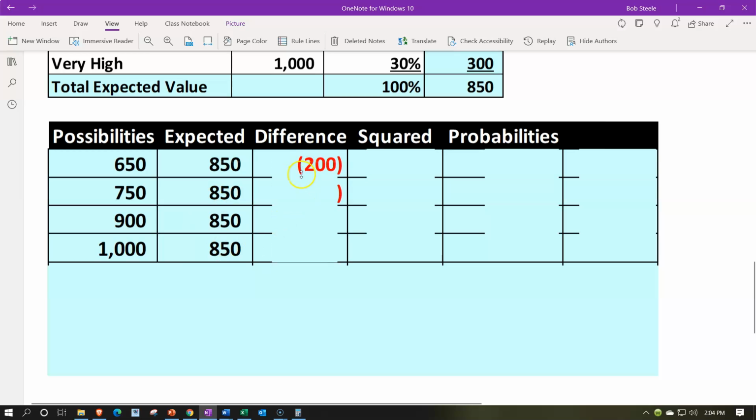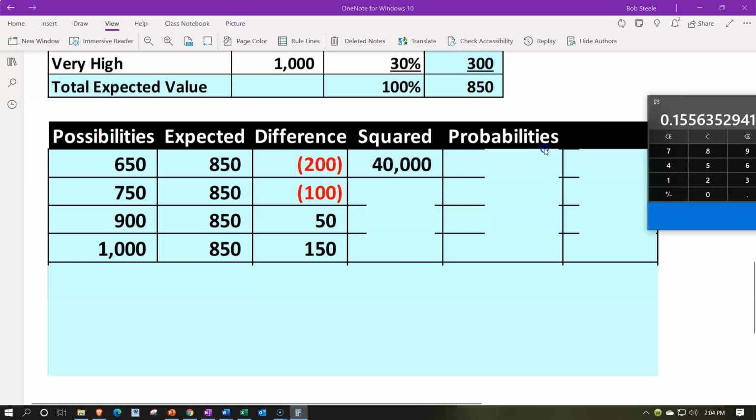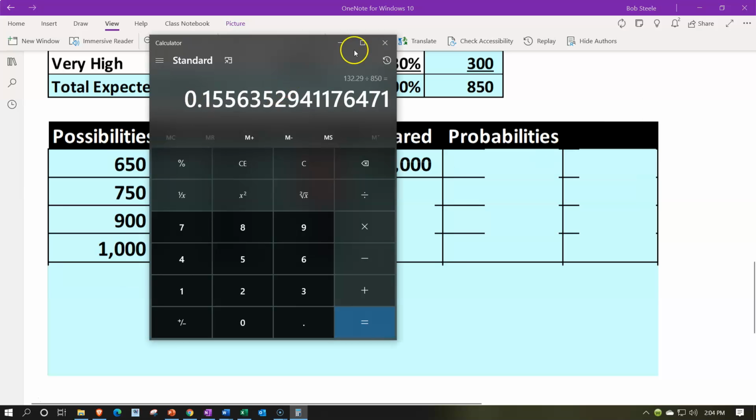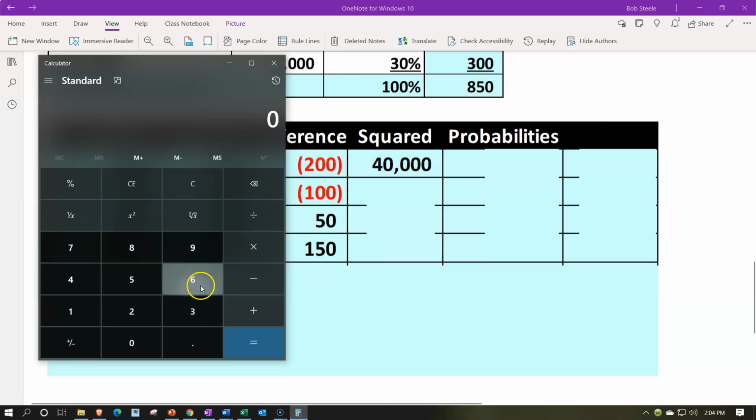And then if we take the difference between these, now we got the 650 minus the 850 is negative 200, the 750 minus the 850 negative 100, 900 minus 850, 50, and the 1,000 minus the 850 is the 150. Then we're going to square these items. So the 200 squared, let's do one of those in the calculator. The negative 200 squared is 40,000.